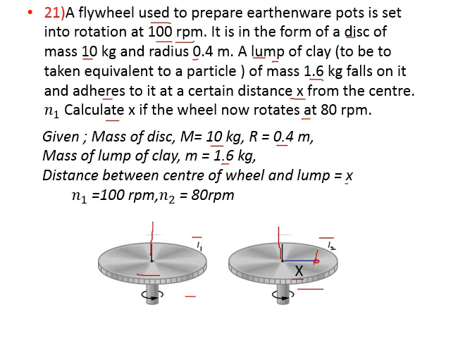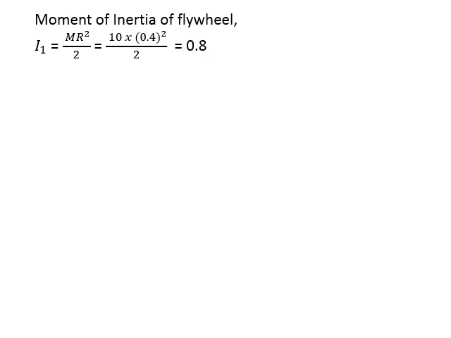Hope so. Let's find the initial moment of inertia of the wheel and then the final moment of inertia of the wheel. We know the formula for the moment of inertia of the wheel is mr square by 2. From the given data, substitute and simplify. We are getting I1 as 0.8. Then after dropping the clay, the final moment of inertia is I1 plus mx square, as per the principle of parallel axis.